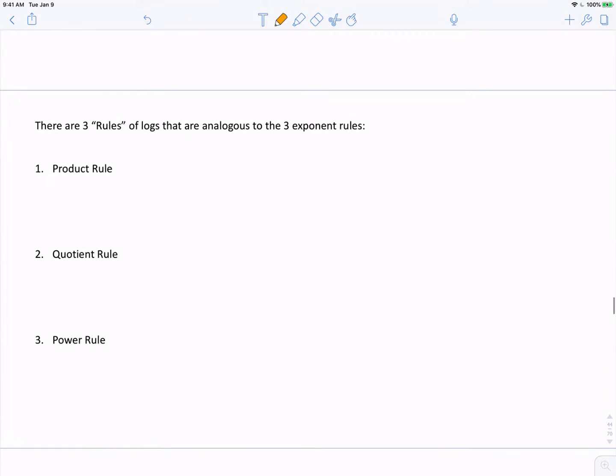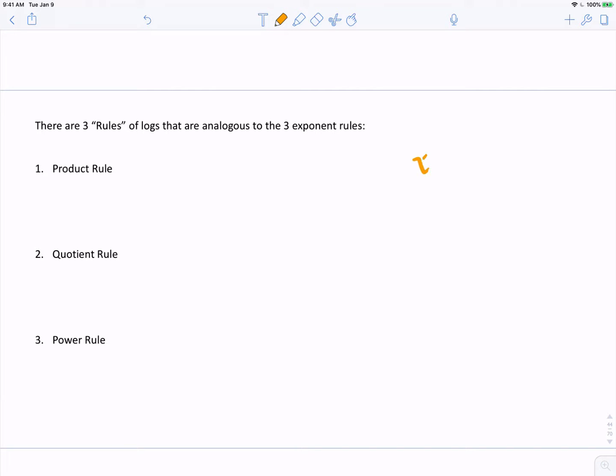There are three rules of logs that are analogous to the three exponent rules: the product rule, the quotient rule, and the power rule. I just want to show you how they're analogous to the exponent rules, so that way if you're ever wondering or can't remember one, you'll just know, oh, since I know how to do exponents, I can do logs.